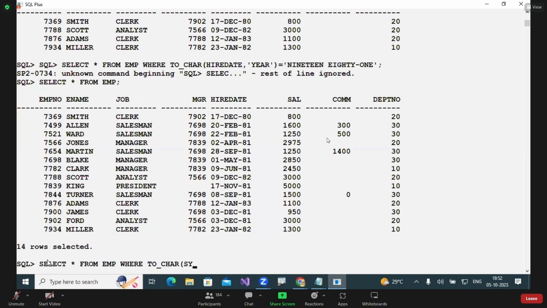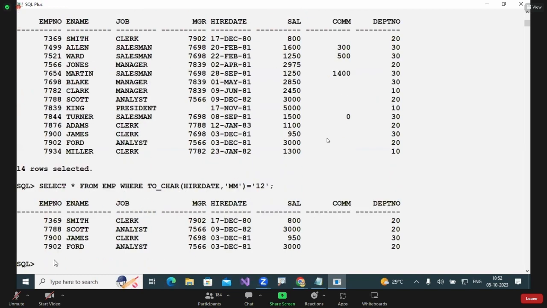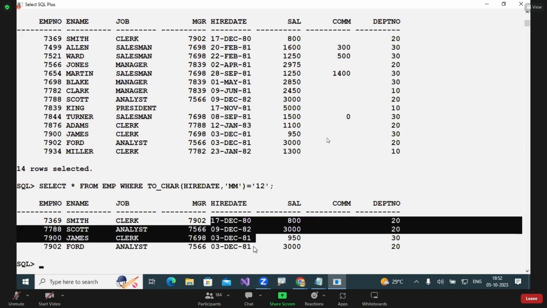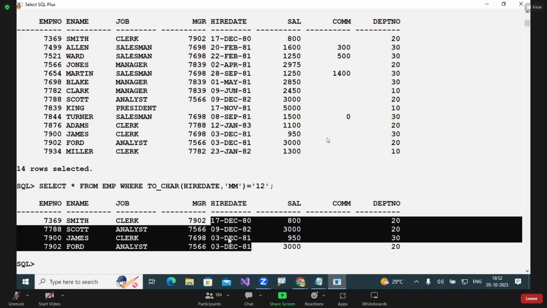So how to write now? To_char of what now? Hire date. Suppose if I'm giving MM, it will return which format? Digit format. So here, December, how much number? 12. So now you can execute. So 1980 December, 82 December, 81 also. All Decembers only we found out.